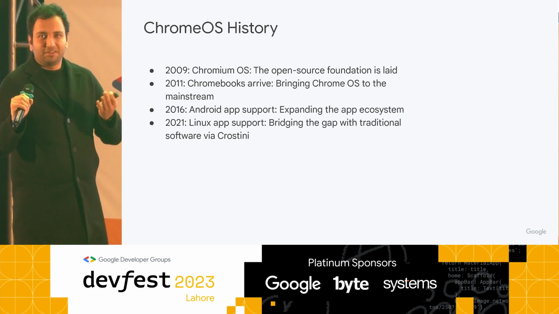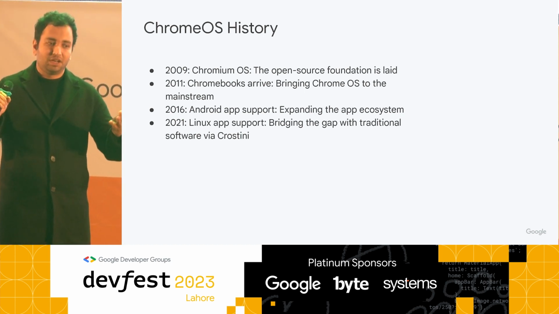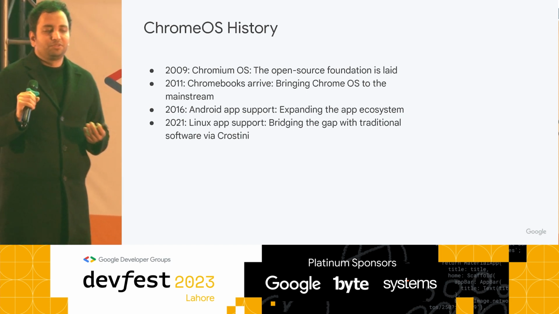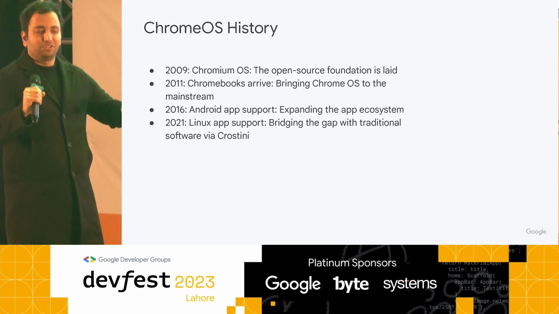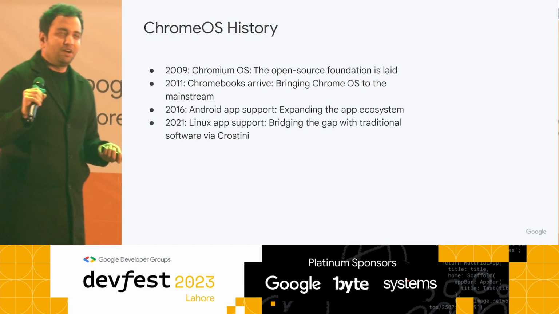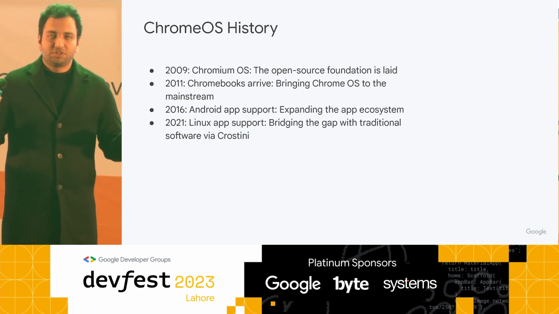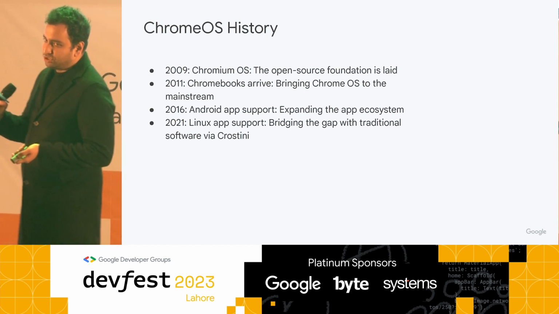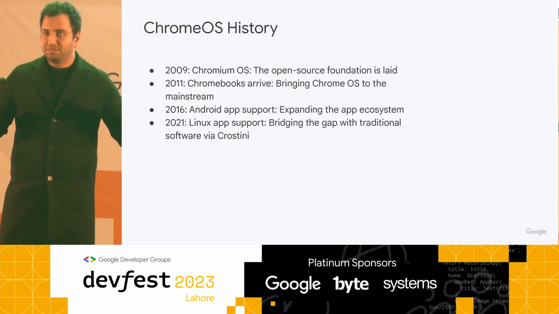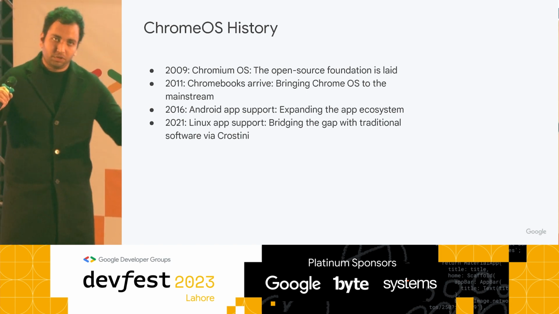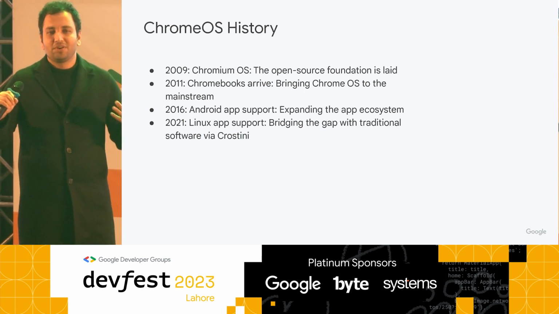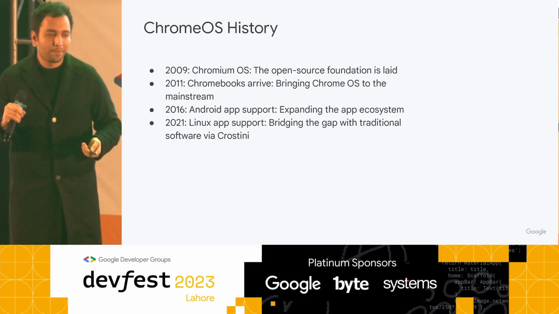In 2016, there was a project called ARC, which allowed running Android applications on this operating system. So you were able to run all of the Android applications on this device. And in 2021, they announced Crostini, which allowed running Linux applications on ChromeOS. So this was a brief history. In 2023, we're still working on it. We're expanding in the enterprise and education sectors a lot. So ChromeOS is still going strong.